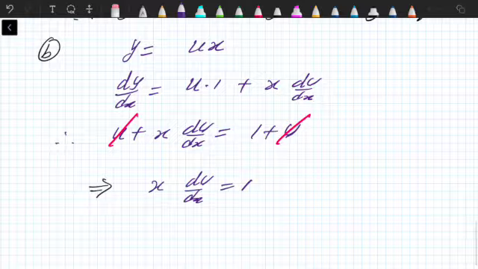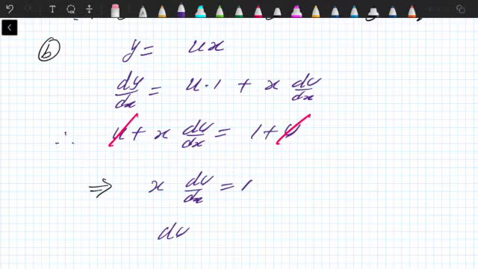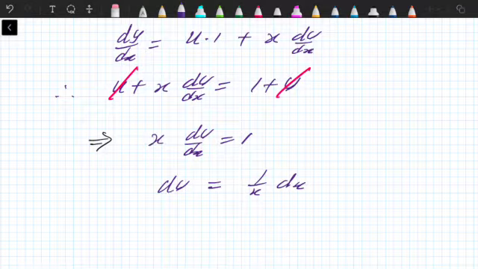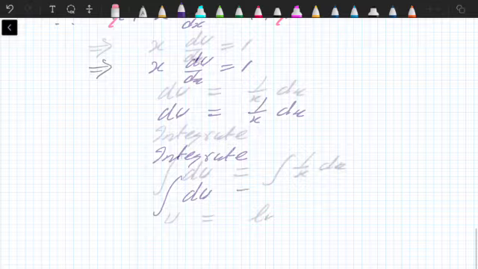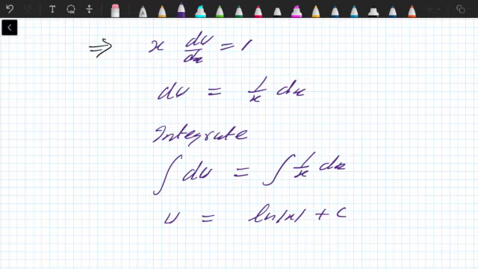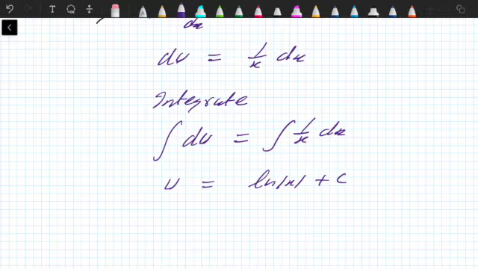We have to keep in mind the proper notation in each step. du = (1/x) dx after separating the variables. Therefore integrate: the integral of du equals ln|x| + c. Do not forget the modulus, and do not forget the constant of integration. And do not forget to resubstitute in the last step.